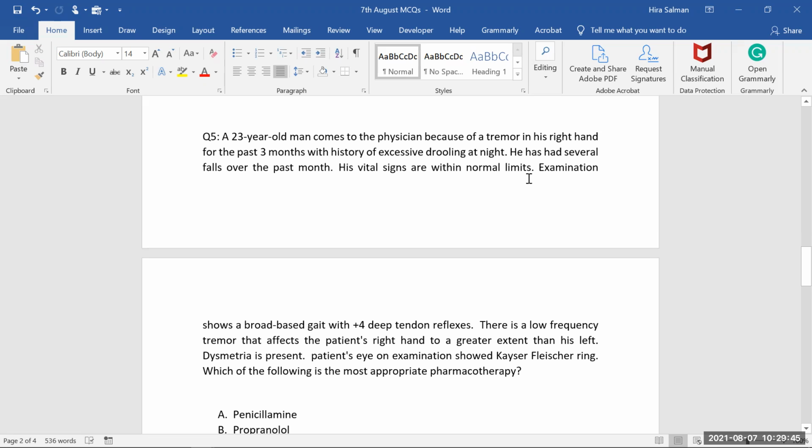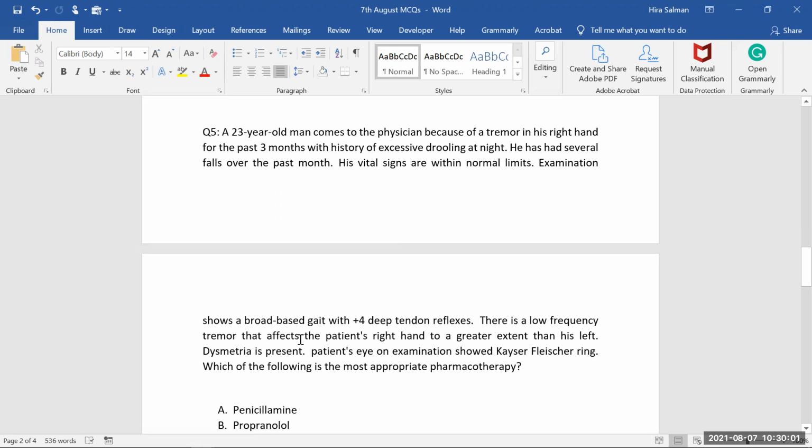His vital signs are within normal limits. He has a history of falls as well. We don't know the reason why he is so prone to falls. Maybe the gait problem, maybe the posture problem, maybe the musculoskeletal problem. Examination shows a broad base gait with +4 deep tendon reflexes.